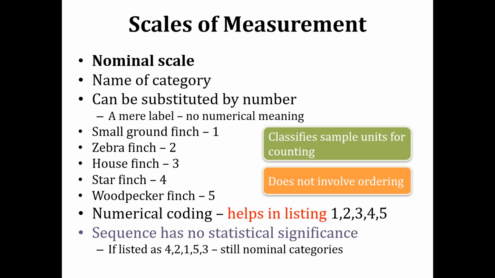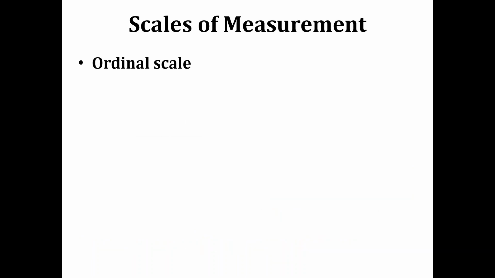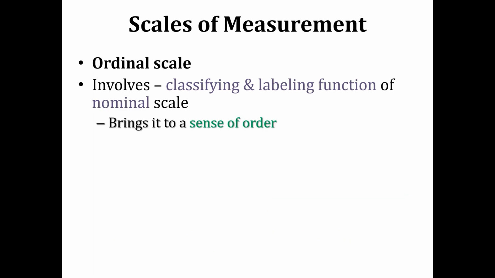So this is the most elementary scale of measurement, the nominal scale. This is the first level. Now we have our next level, which is the ordinal scale. As we discussed, these levels are hierarchical, which means that they incorporate the properties of the previous level, the level down from them. So the ordinal scale is next to the nominal scale. It involves the classifying and labeling function of the nominal scale, but it has its own unique property as well, which is that it brings this classification into a sense of order. So this is the new thing in the ordinal scale.